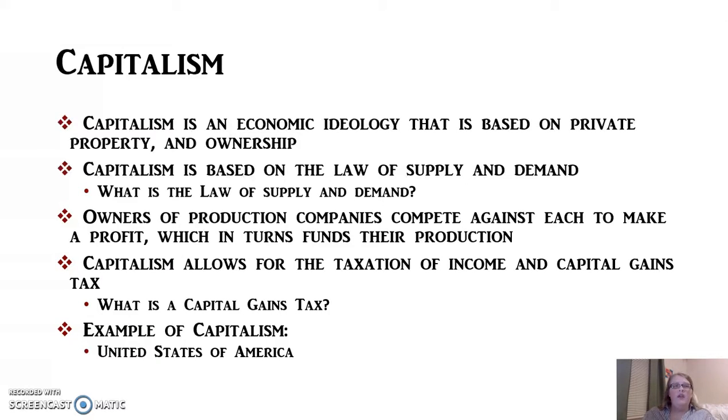And then with private property and ownership of producing goods, the owners compete. That's one of the main focuses of capitalism: they compete against each other to make a profit. This profit then funds their production and covers the cost of making this specific item. Capitalism also allows for taxation of income and capital gains tax. So whenever there's a sale or an investment in a company, the government will take taxes from them. Like I said, a perfect example of capitalism is the United States of America.